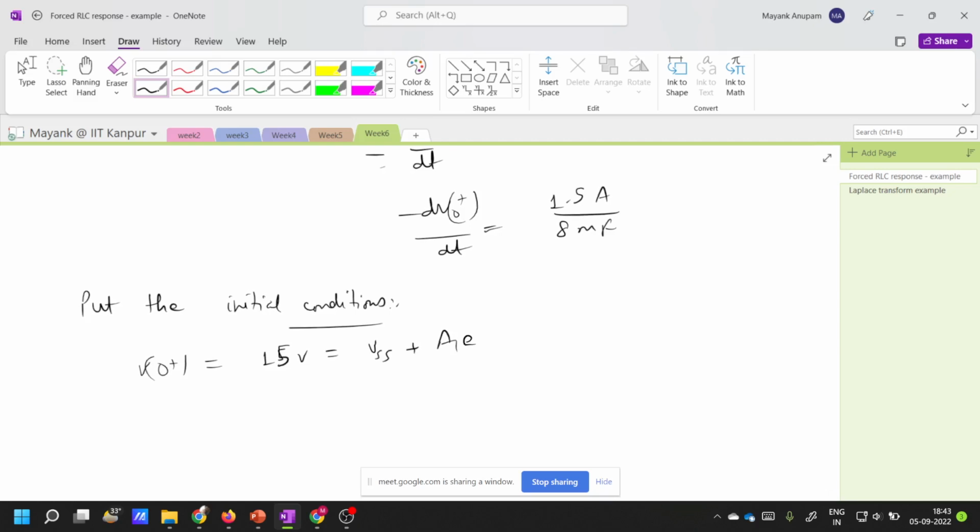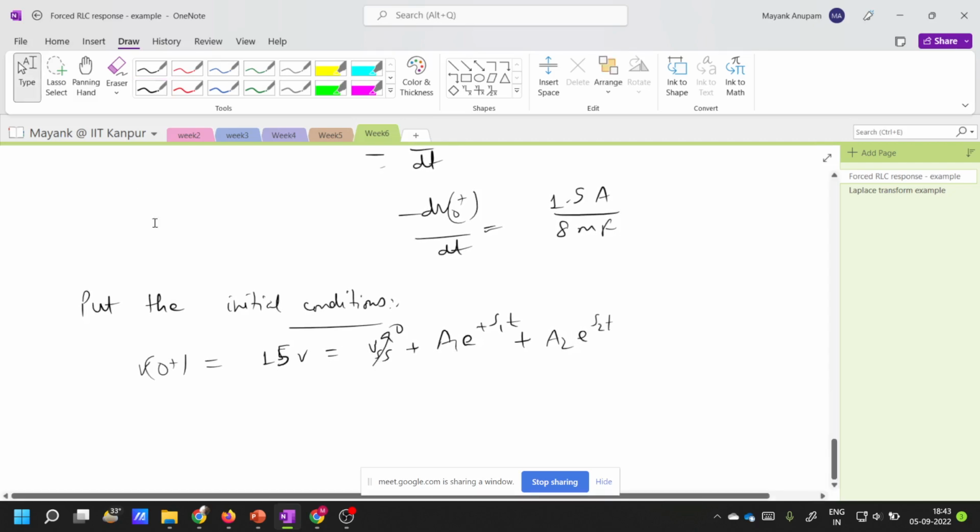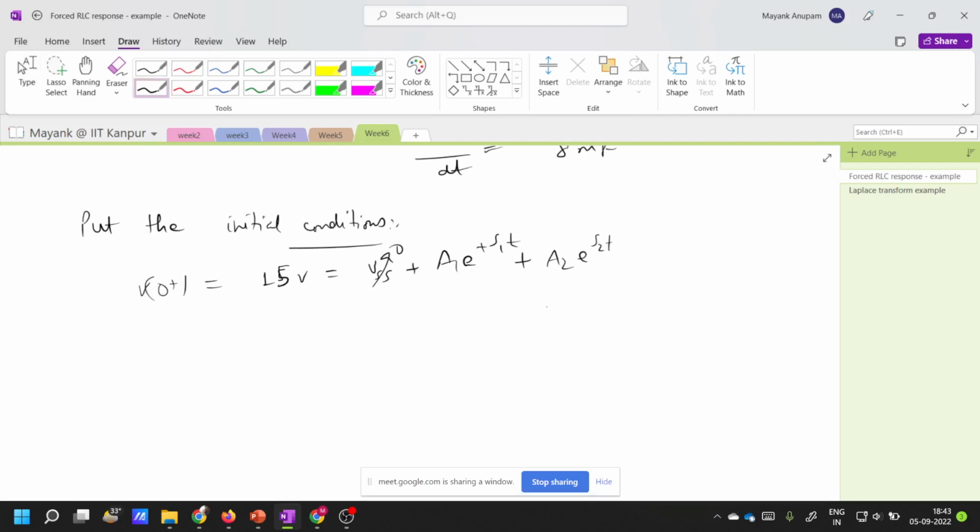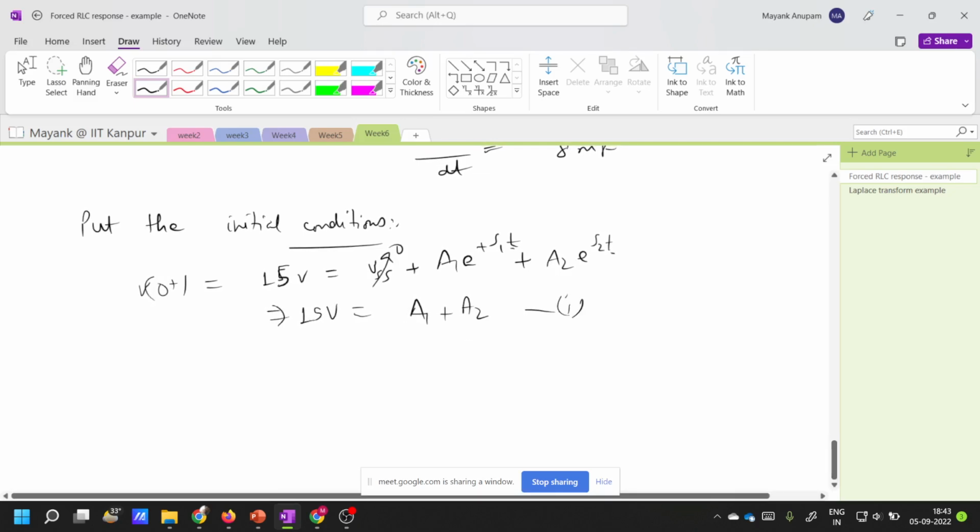A1 times e to the power S1t plus A2 times e to the power S2t, right? Now VSS is equal to 0. We have already seen this, right? So at t is equal to 0, you have to put t is equal to 0 here. So this will simply become 15 volts is equal to A1 plus A2. Fine, this is your equation 1.